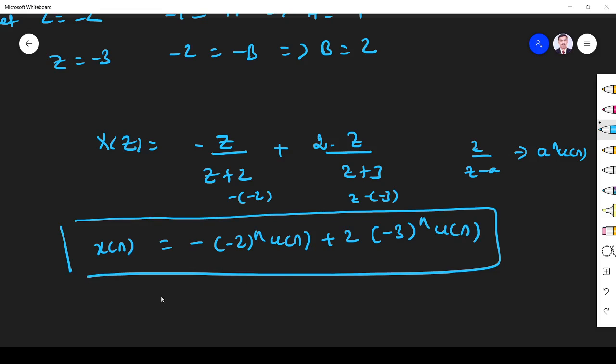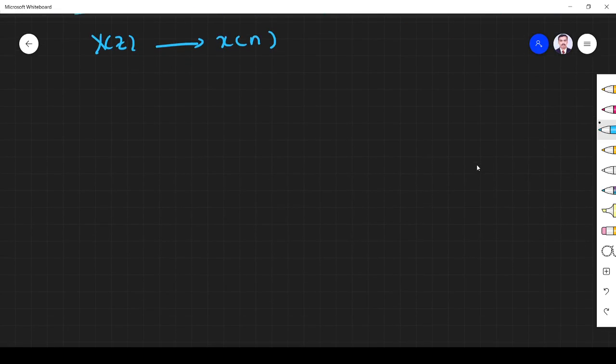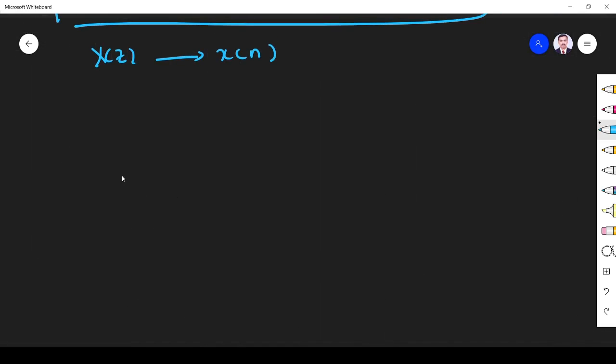Right? So you see in the question, it will be X of z. What we get is x of n, everything in n. So this is the inverse z transform of the given function. Okay, right. So we will solve one more problem. This is a simple problem.